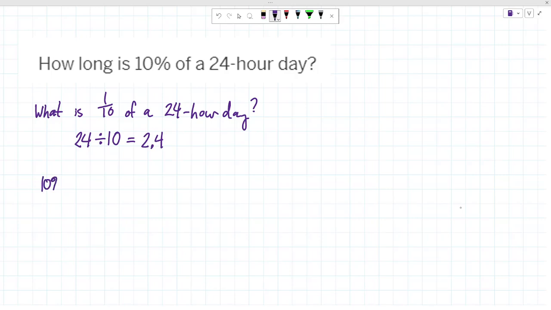So 10% of a 24-hour day is 2.4 hours. And that's not the same thing as 2 hours and 40 minutes, by the way, because 4/10 of an hour, that 0.4, is going to be a little under half an hour, actually. Since an hour is 60 minutes, 1/10 of an hour, 0.1 of an hour, would be 6 minutes. So if 1/10 is 6 minutes, then 4/10 would be 24 minutes. So this is actually like 2 hours and 24 minutes, or just 2.4 hours.